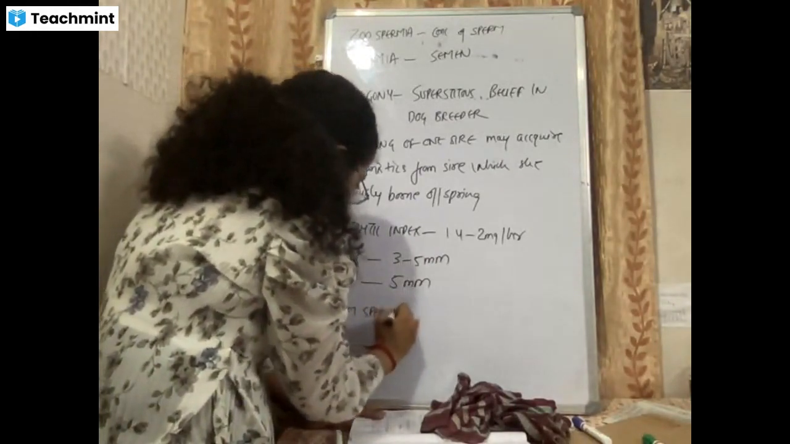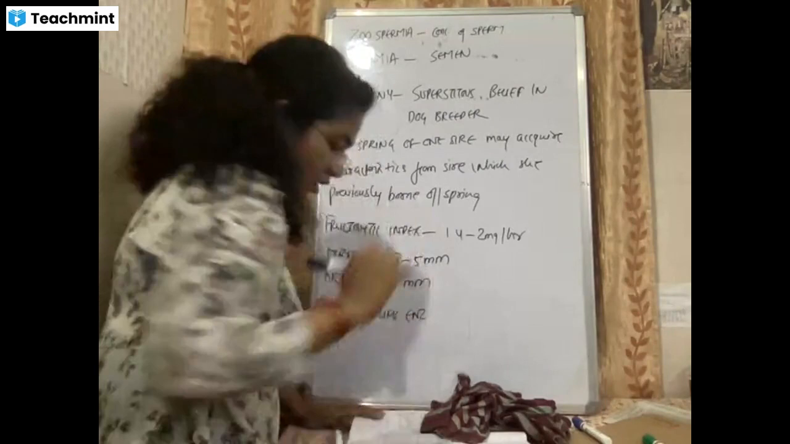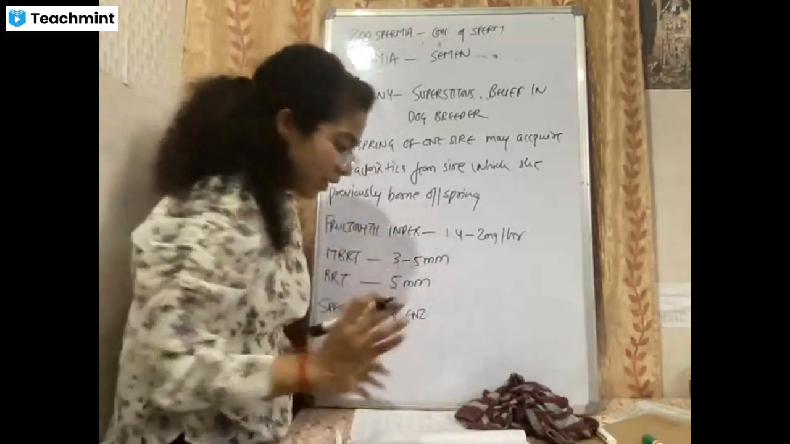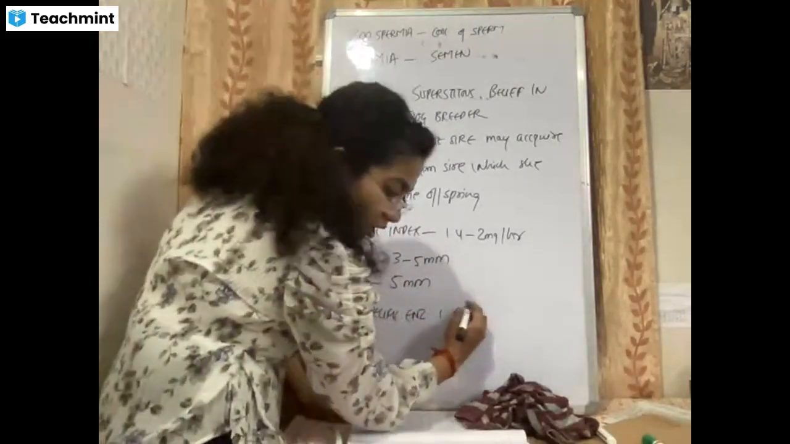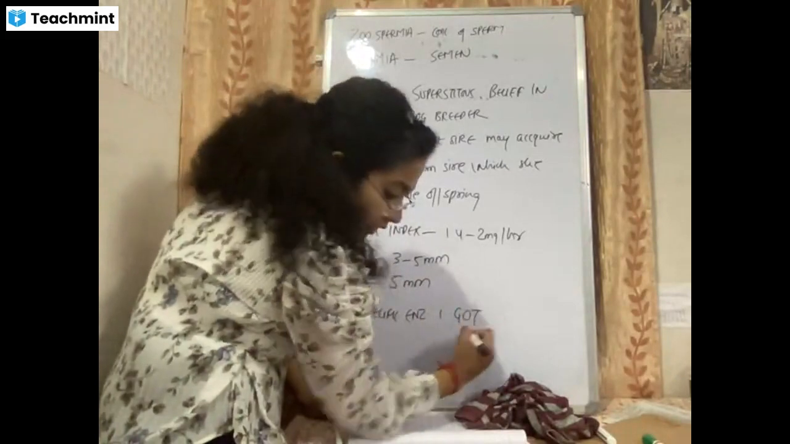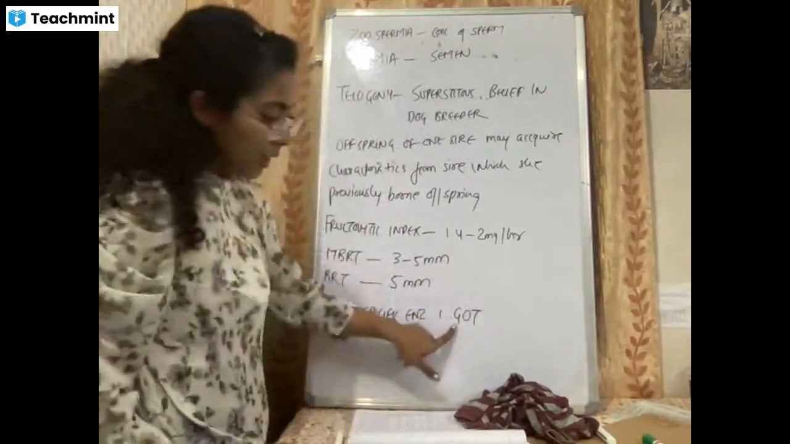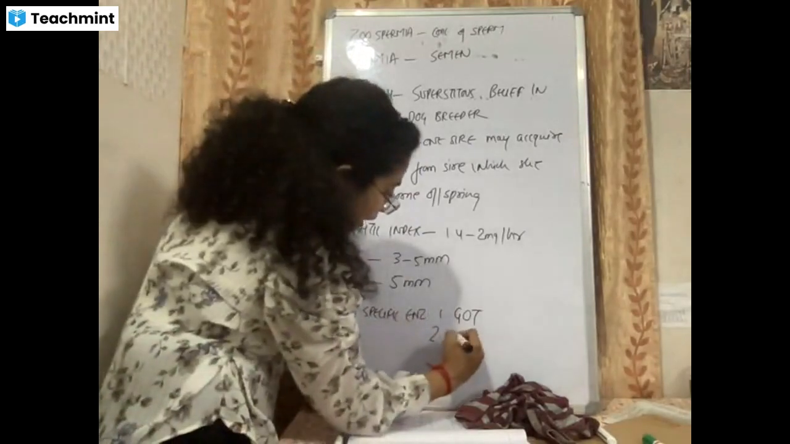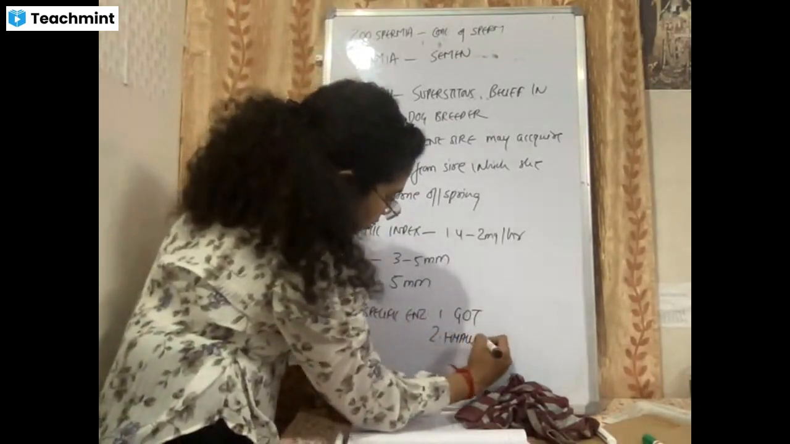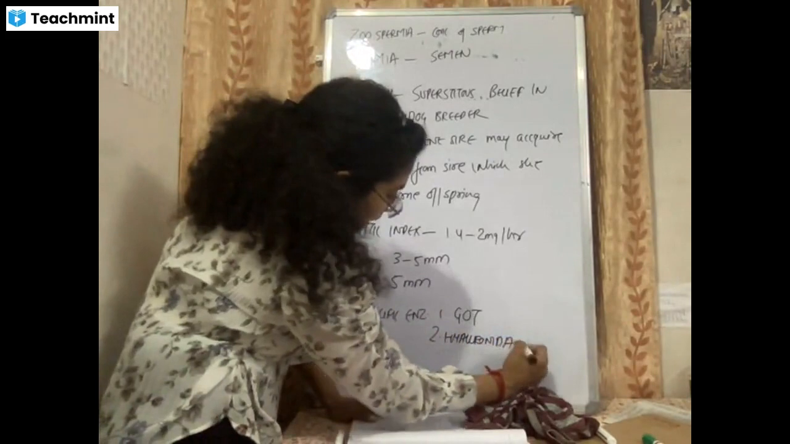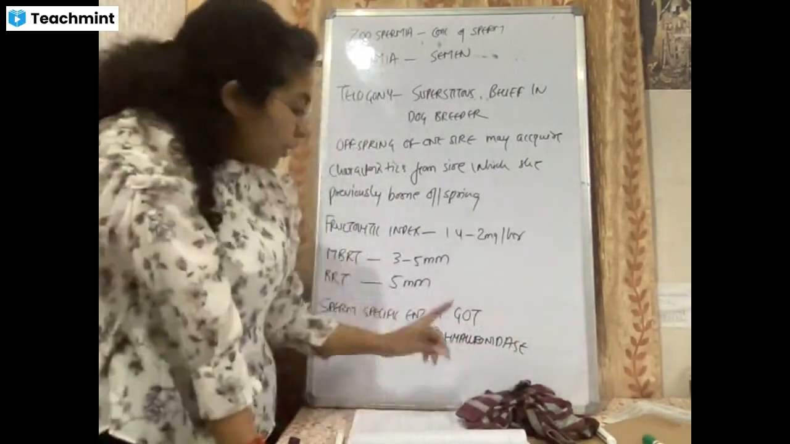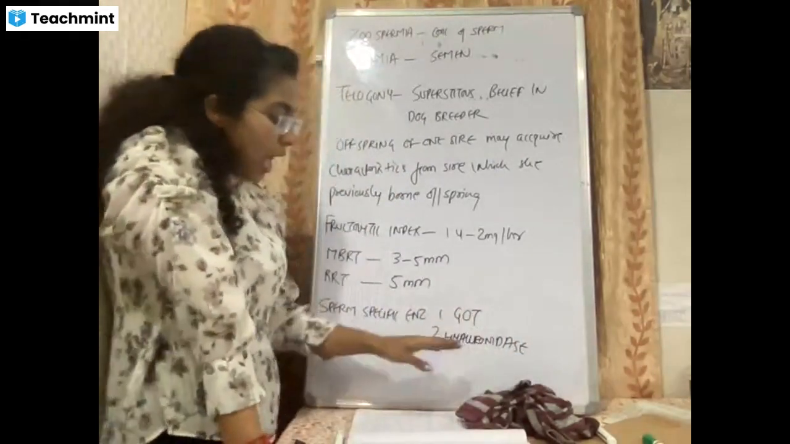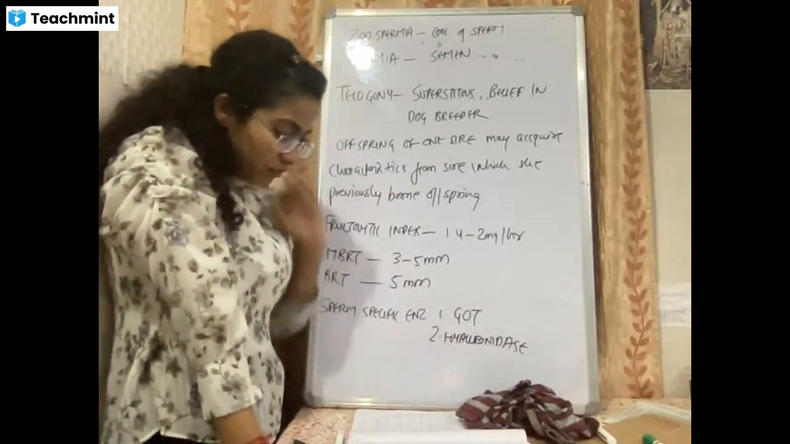The sperm specific enzymes are glutamate oxaloacetate transaminase and hyaluronidase. This was also asked somewhere. These are the specific enzymes: glutamate oxaloacetate transaminase and hyaluronidase.